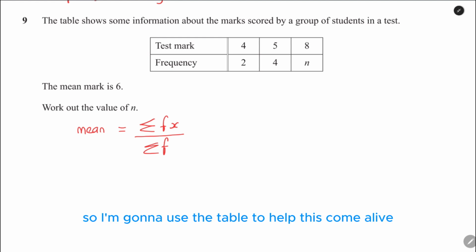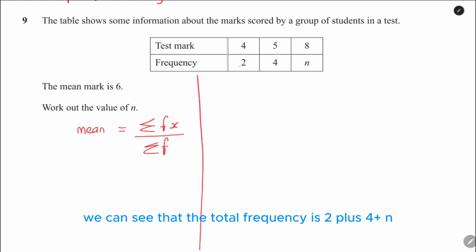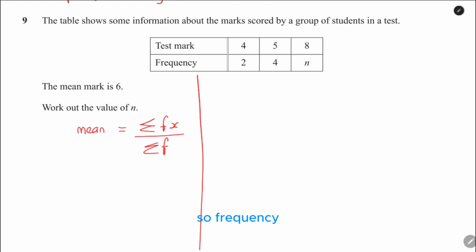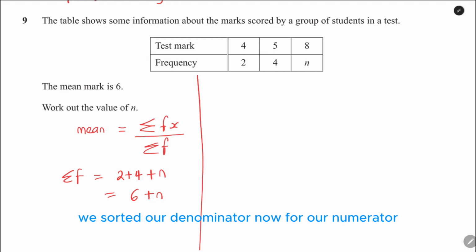All right, so I'm going to use the table to help this come alive much easier for us. From the table, we can see that the total frequency, summation f, is 2 plus 4 plus n. And this is going to give us 6 plus n. All right, we've sorted our denominator.